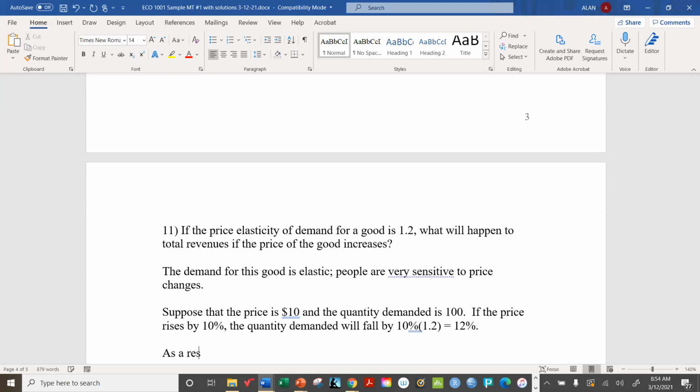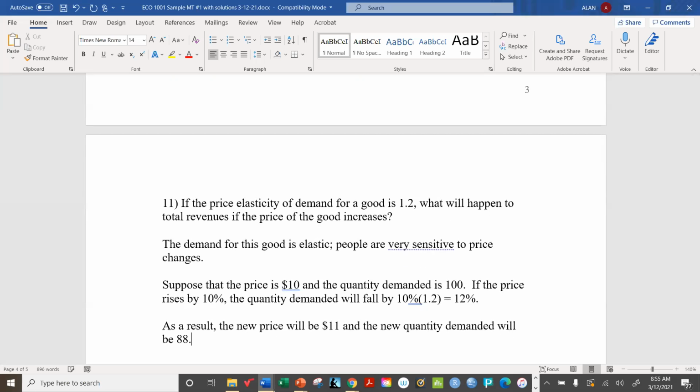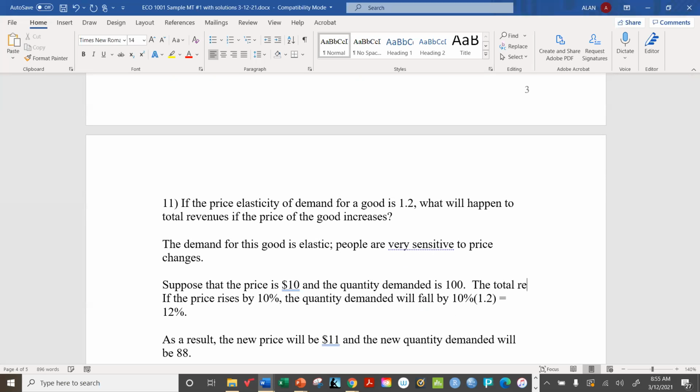As a result, the new price will be $11 and the new quantity demanded will be 88. Because 88 is 12% less than 100. The original total revenue, actually, let me do it this way. I'll put it up here. The total revenue is 10 times 100, which is 1,000.